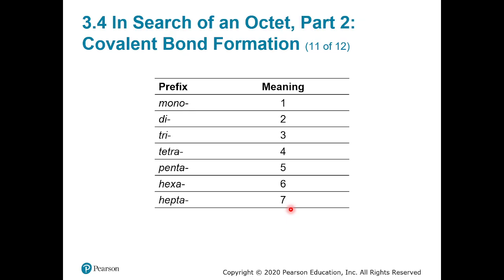So technically, you could go to octa and keep going on the Greek prefixes, on and on and on. But nobody bothers with it after 7. After 7, we have an entirely different naming method, and we'll talk about that further in the class.